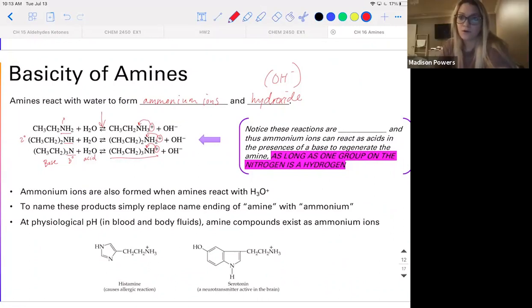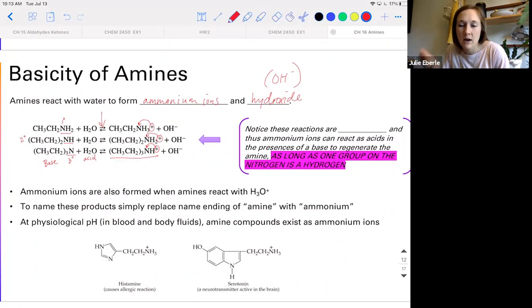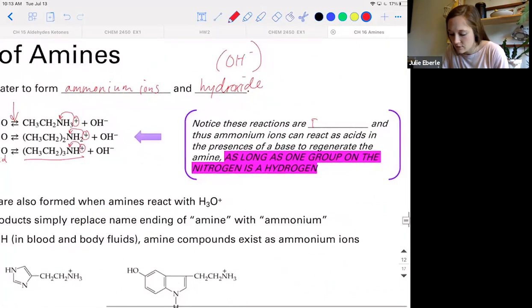Equilibrium. Or can they convert? Equilibrium, because they can go back and forth. What's the word we use to say they can go back and forth? Reversible. Yes, Madison, it means they can all reach equilibrium.